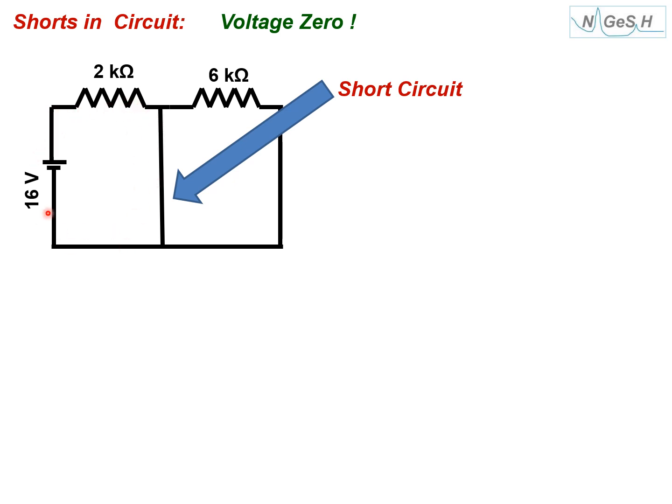So all the current will be flowing here. No current will flow here. So this resistance is effectively not there. It is like you have actually opened it. So now you have only 16 volt and 2 kilo ohm resistance. So 8 milliampere current is flowing there. This is exactly like this here.